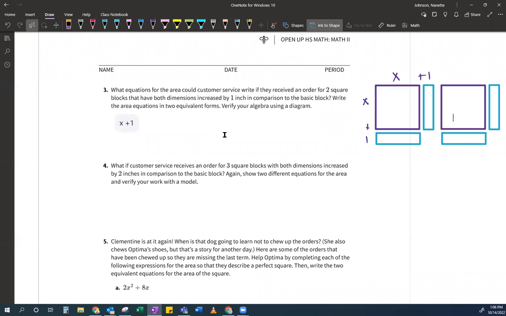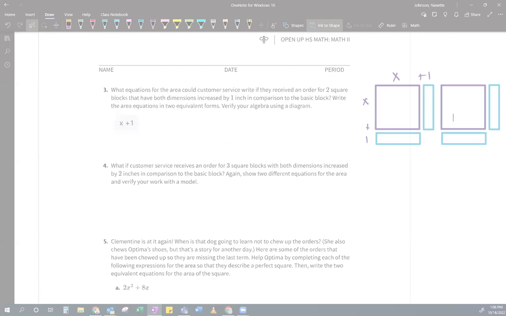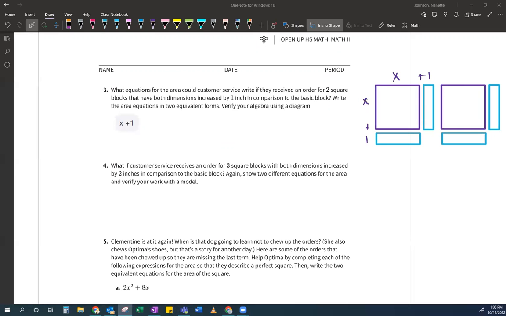Yes, but I have 2 of them, right? So I have 2 of them, not just one of them. So someone put this in the chat. Very good, nice work. But I want 2 of them, not just one of them. Someone said this, Ms. Johnson. Yes, but I want 2 of them.